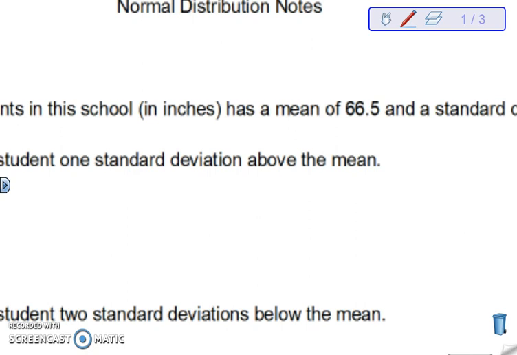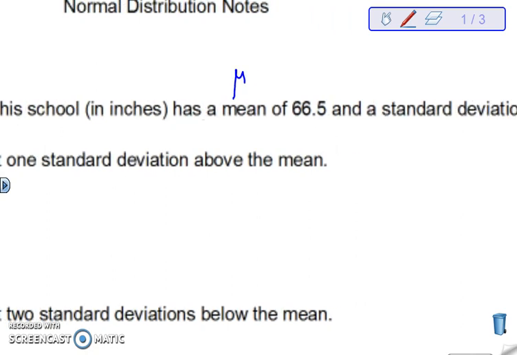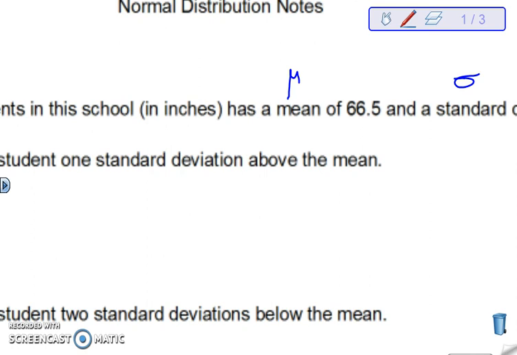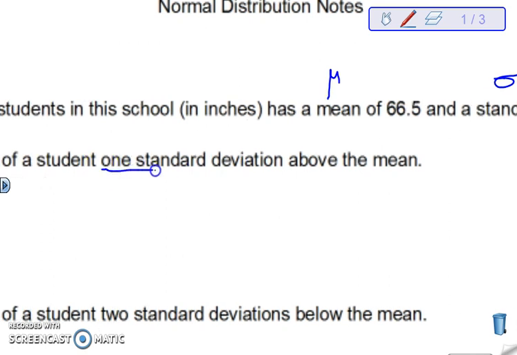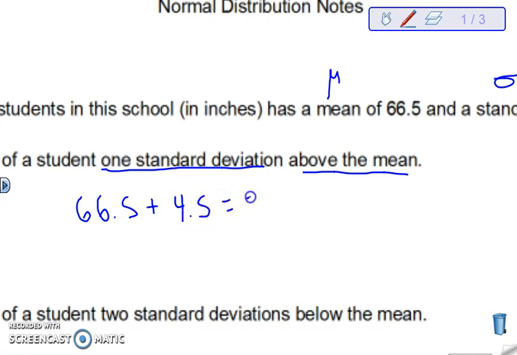So in this first one, it says the heights of students have a mean of 66.5. You will often see this written with a little mu symbol. The standard deviation is 4.5. Again, we said for standard deviation, we're going to use the lowercase sigma. If we want to figure out the height of a student that is one standard deviation above the mean, we're going to take whatever our mean is, and we're going to add the standard deviation to it once, and that would tell us how tall this person is.